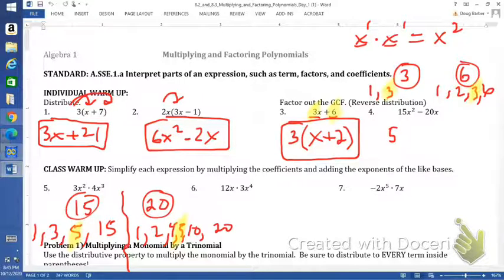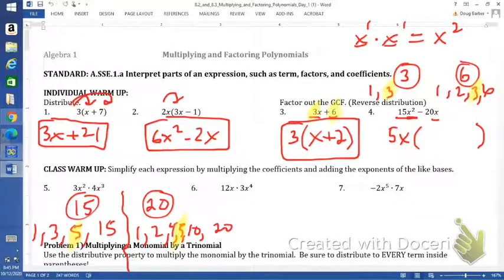Now we look at our variables. We have an x squared and an x. What's the greatest common factor of our variables? Well, that's going to be the variable raised to the least power. So in this case, x. Alright, so we write that out in front, and then in parentheses we're dividing each term by the greatest common factor. So 15x squared divided by 5x.